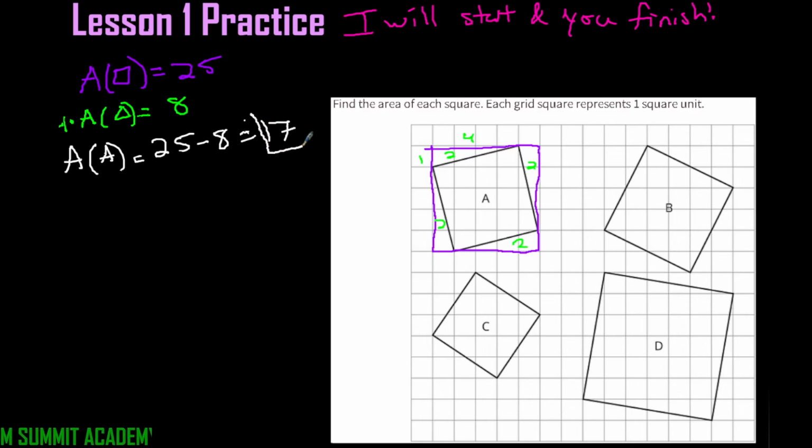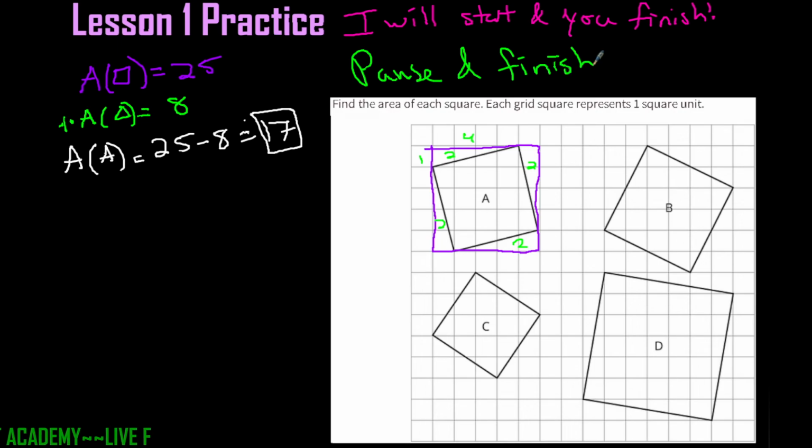So you can just make sure you're seeing how to do those, just like we did on the front side. So make sure you pause and finish B, C, and D.